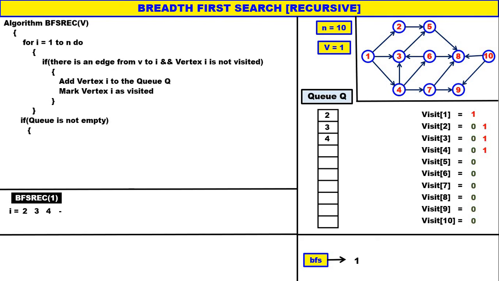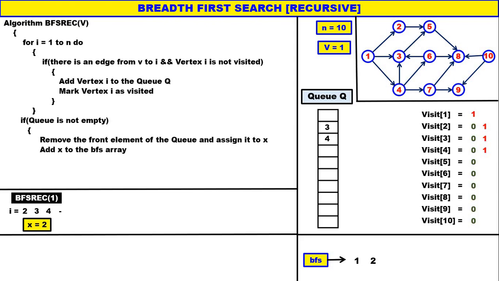So remove 2 and assign it to X. We'll write down English here also: remove the front element of the queue and assign it to X. And 2 is added to BFS. In English: add X to the BFS array. Now carefully understand, recursively we call the same function for 2, that is BFS REC of 2. In general it is BFS REC of X, because there we have taken X.